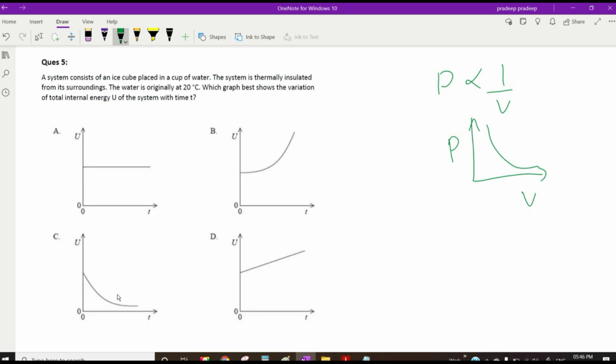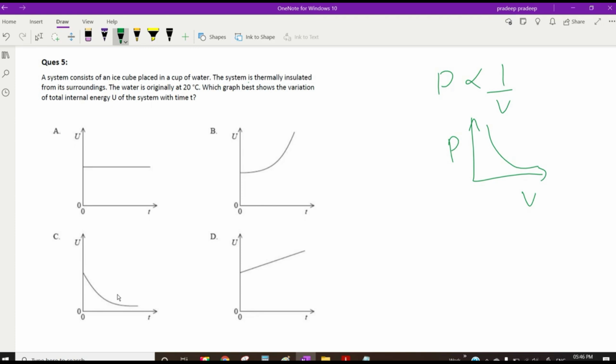So the keyword in the question, that the system is thermally insulated from its surroundings, means that there will be no energy coming into the system and nothing will be going out of the system. It will be just an exchange between the ice and water, so it will remain constant. Absolutely. Sheldon, did you understand the approach? What Saumil just said? Yeah, somewhat.